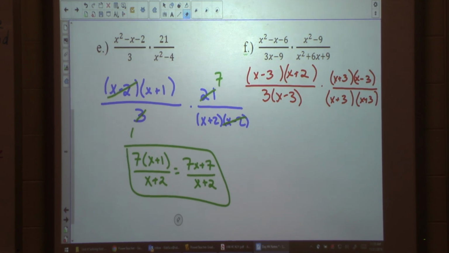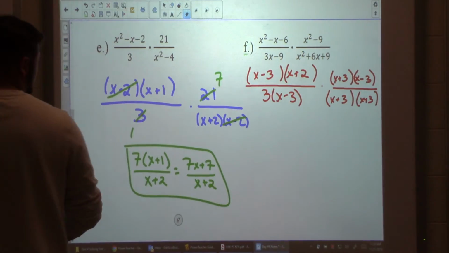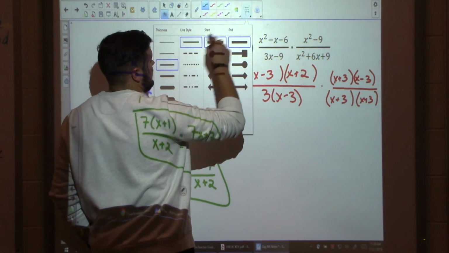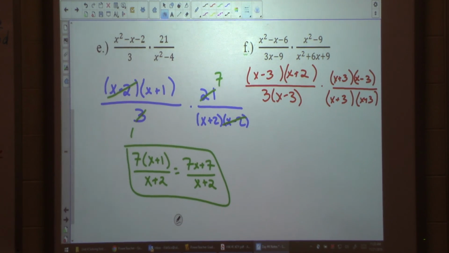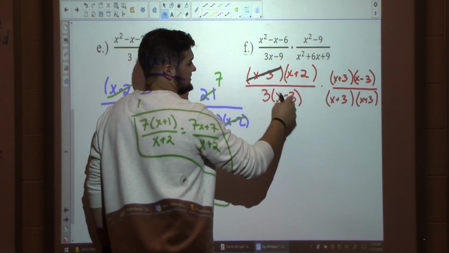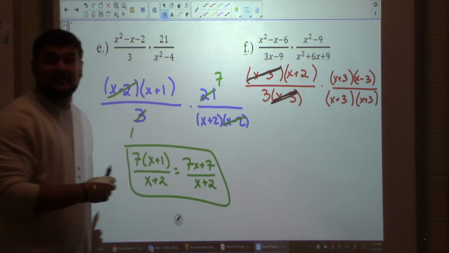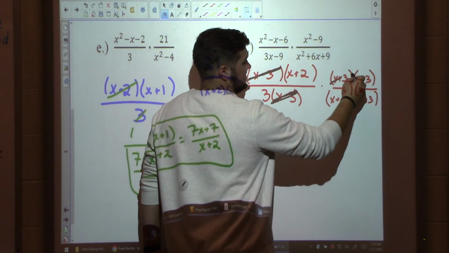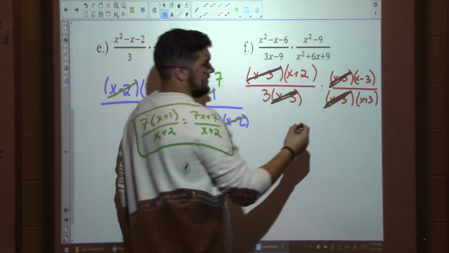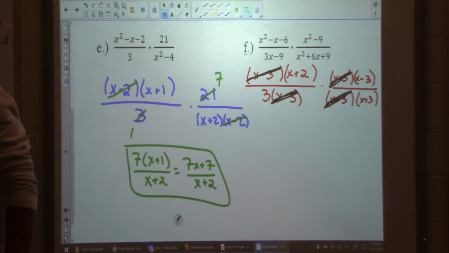Alright, hey guys, let's go through it quick. Like I said, we're not giving you a ton of time, so you should have been pretty quick. What do I have in my numerator and denominator that are similar that I can simplify? x minus 3 and x minus 3. Good. Is there anything else? x plus 3 and x plus 3. Anything else? No, that's it.